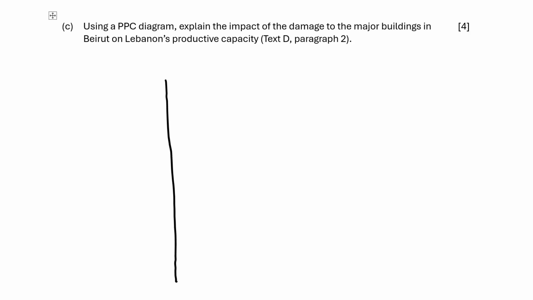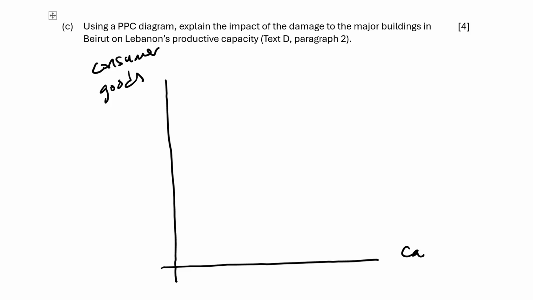Okay, so I'm just going to go ahead and draw our PPC. As I mentioned, we've got, let's say, consumer goods on the vertical, and capital goods on the horizontal. They don't have to use exactly these 2. You can even use A and B, or X and Y, or whatever, as long as we are able to depict production within the country. Okay, so now I've got our axes.